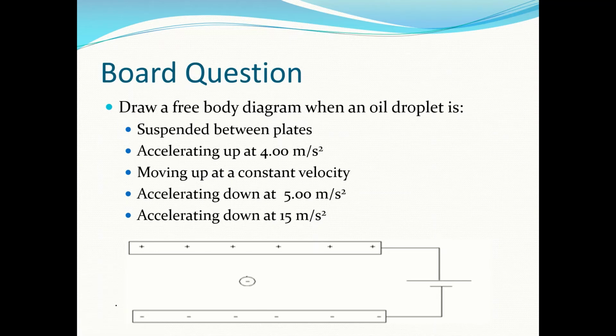Accelerating down at 15 meters per second squared. So if we think about this one, say I just had a force of gravity downwards. What would my acceleration be? 9.81, right? So gravity alone can't make it travel faster than 9.81. So the only way for this to work is if there was another force helping accelerate it.